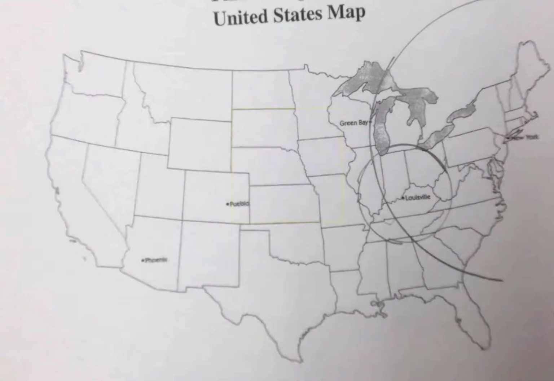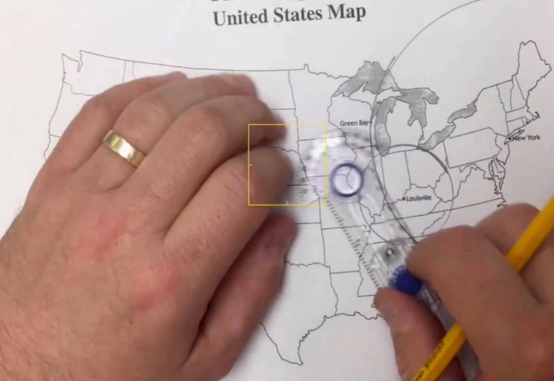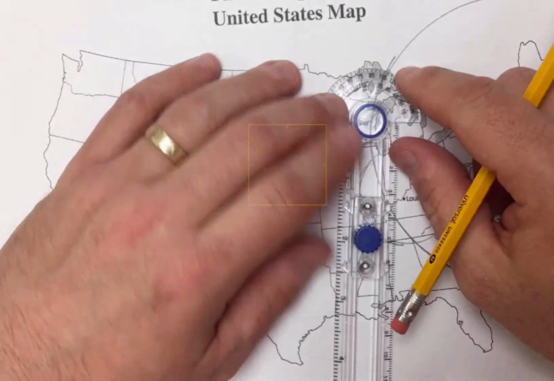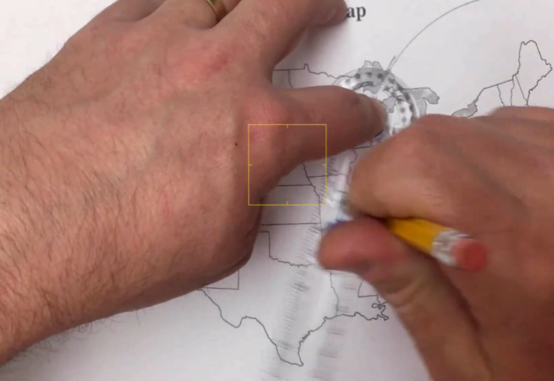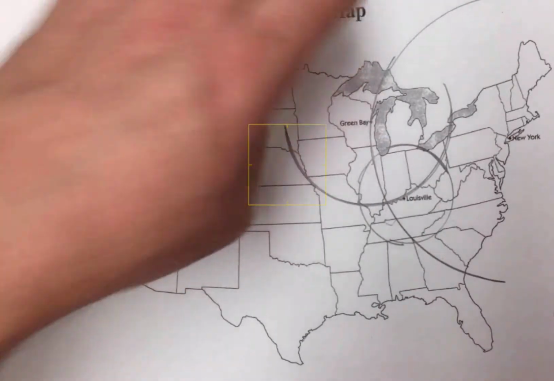Let's find out. Let's go ahead and do the Green Bay one, which is 3.5 centimeters. So here's my compass set at 3.5. I got Green Bay right here. There's the dot for Green Bay. And I'm just going to make sure I'm on the right one. Drawing my circle. All right, so now we got another couple possibilities.